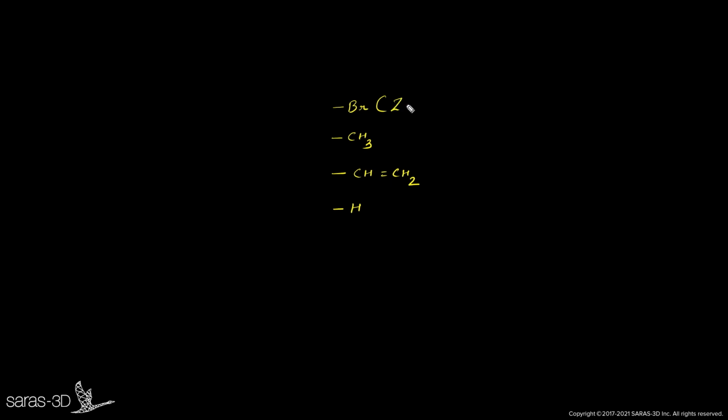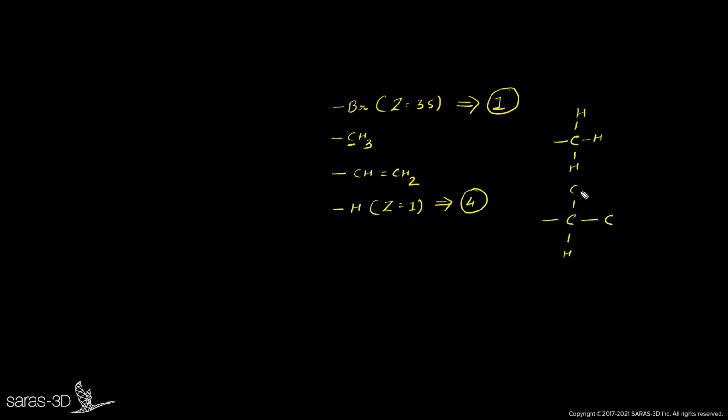The atomic number of bromine is 35, so it will be assigned the highest priority. And the atomic number of hydrogen is 1, so it will be assigned the least priority. Now there is a tie between the methyl and the vinyl because both are bonded with the same carbon. So if we check the methyl, then the carbon of the methyl is bonded with 3 hydrogens. And here we have carbon double bond carbon, so we have to duplicate the group. So this will be the phantom atom. Similarly, this is the phantom atom and we have 2 hydrogens here.